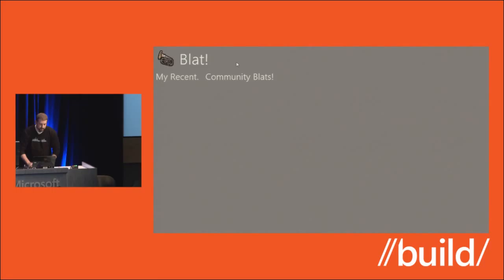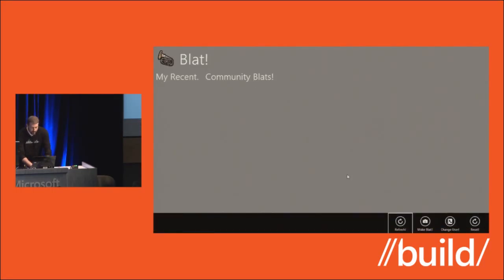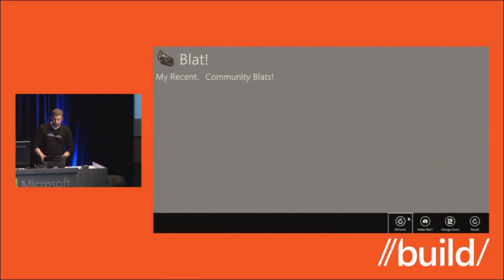So logging in, not a lot of interesting stuff here, but because it's a Windows app, looking at the app bar, I have some options here. I can refresh. This is intended to be an interactive tool, so I can refresh the content and see what my friends and family are up to. I can make a new Blat, say something interesting to the world. I can change users, and I can reset my status. So we're going to start with making a Blat.